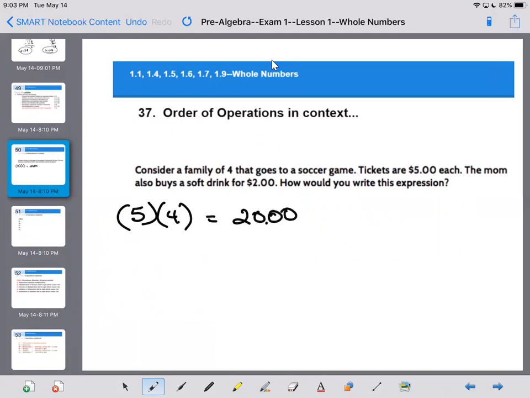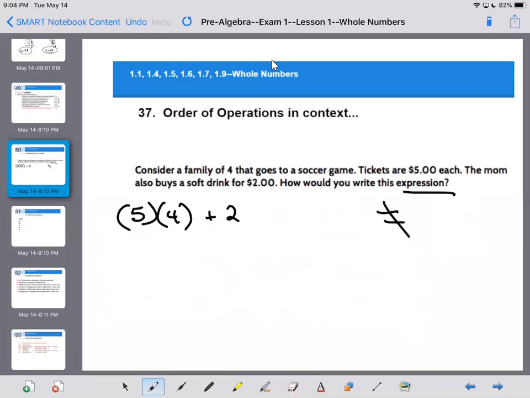The mom also buys a soft drink. How would you write this expression? Okay, so I didn't need to simplify that just yet, but I would have 5 times 4, and then I would add the 2 to represent. So I want an expression. So I don't want to see an equal sign. I don't need to see that.